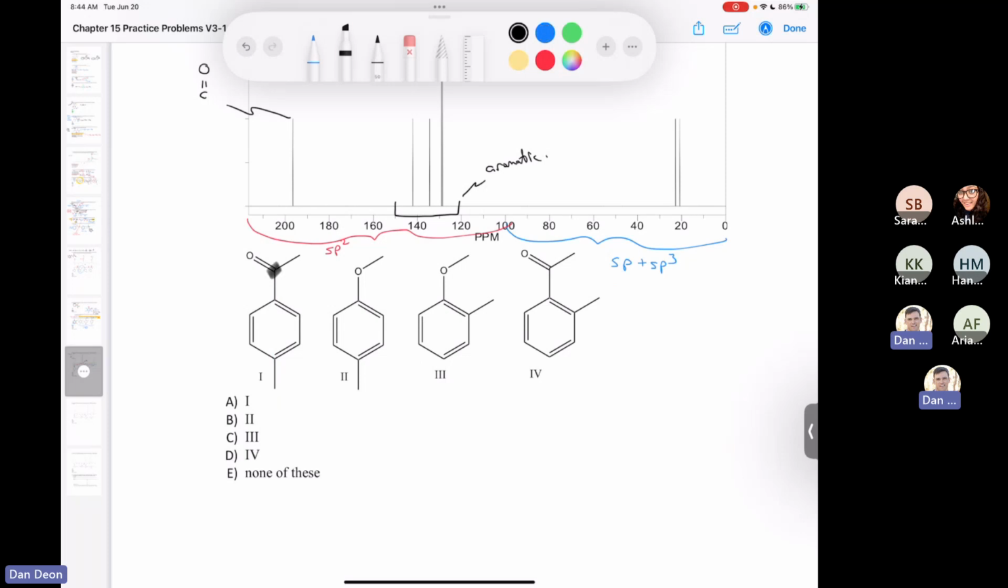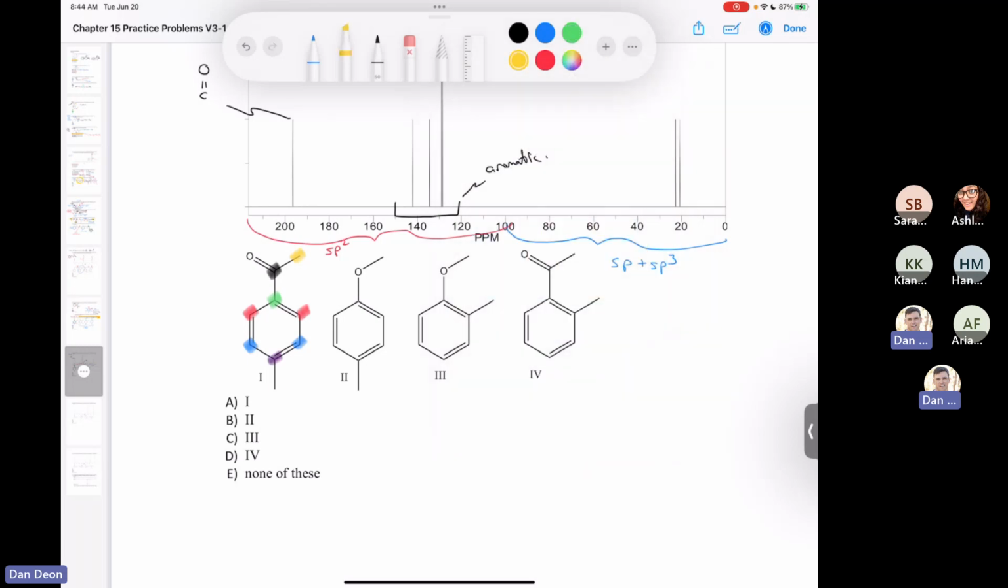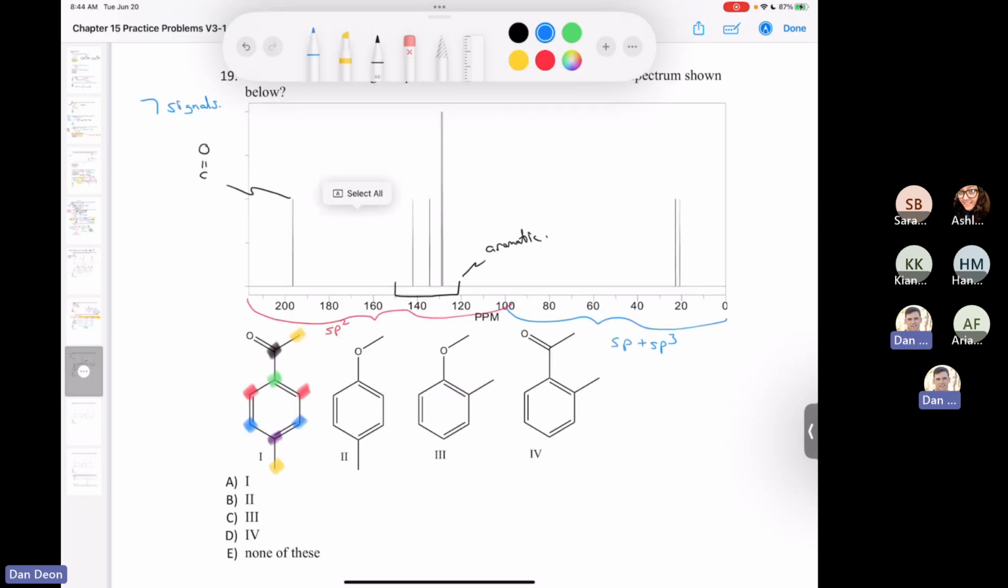We'd see 1, 2, 3, 4, 5, 6. Maybe I should use a different color here. I'll use purple. So 6, and we'll put 7 over here. So we have a total of 1, 2, 3, 4, 5, 6, 7. So 7 signals. So this one is in the running. So we'll write here 7 signals for this guy.